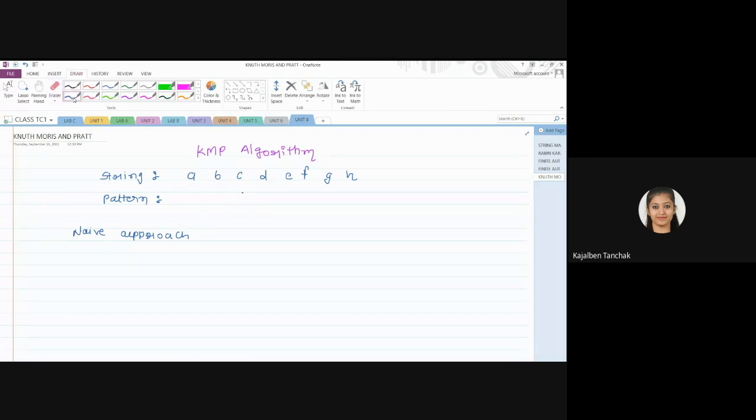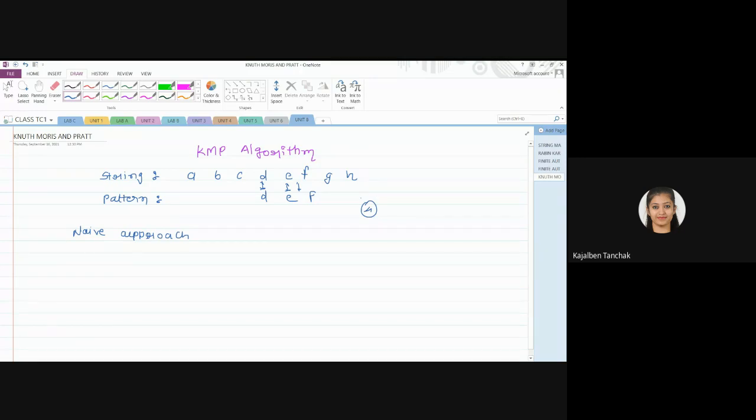So you shift the pattern by 1. Okay, I am shifting here. D, E, and F. Match the character. D and B matching? No. So again, you shift the pattern by 1. C and D, is it matching? No. Again, you shift the pattern by 1. Now D is matched. Yes, match the next character. E is matched. F is matched. So I guess index 4 is the answer, right?